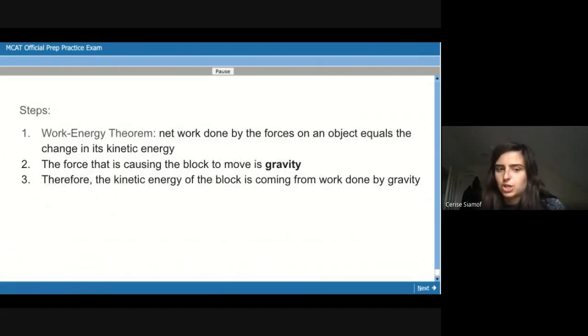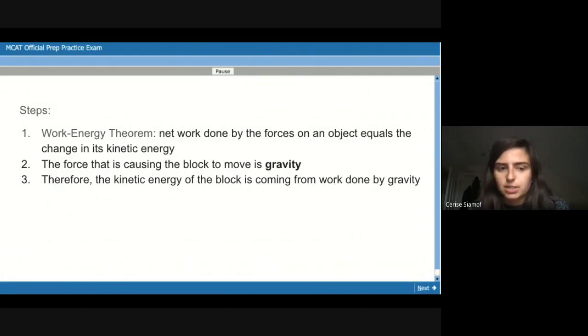So to answer this question, the main concept is the work energy theorem, which is that the net work done by forces on an object will equal the change in that object's kinetic energy. So when you know that, you have to consider and isolate what force is actually causing the block to move. In this case, the force causing the block to move is gravity, because the force of gravity is what is causing it to slide down the inclined plane. Therefore, the kinetic energy of the block is coming from work done by gravity.